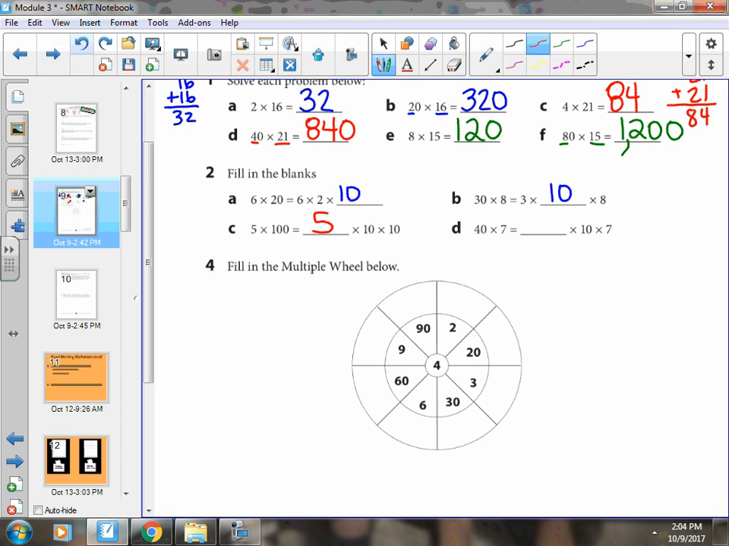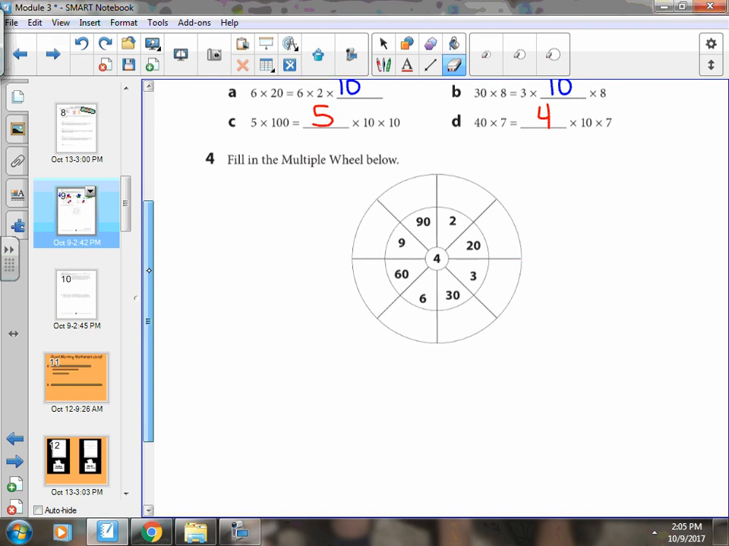The last one, I see a 40 and a 7. Well, I think I need a 4 to go here, because 4 times 10, there's my 40. And then I have a 7 and a 7 on both sides. And if I were to multiply it out, I'd get 280 on the left, and I would get 280 on the right, showing us that if we put a 4 in the blank, then the equation will be equal on both sides. Number 4, fill in the multiple wheel below.